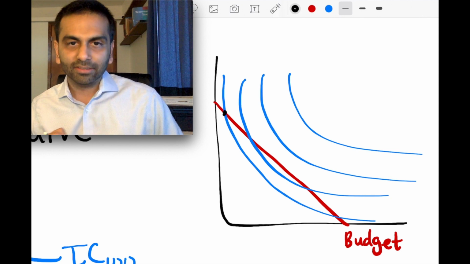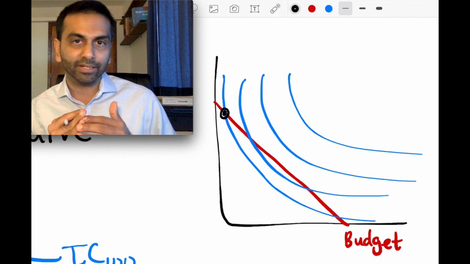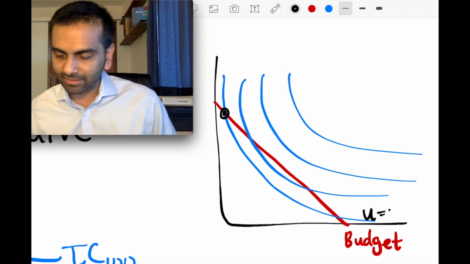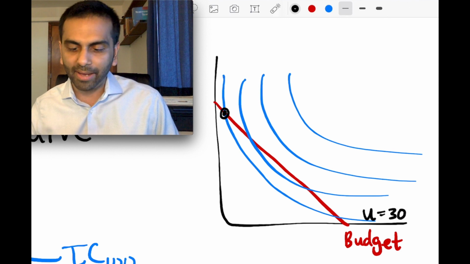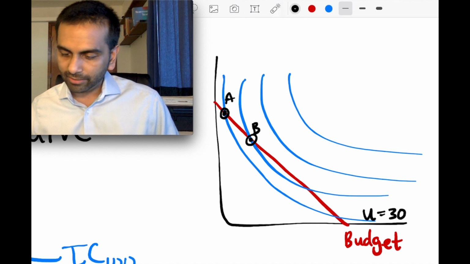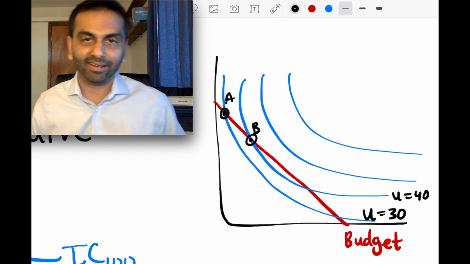So you could pick this point, for example, right? It's on the red line, meaning you're spending your full M dollars, and it's giving you utility. Let's say the utility there is 30. It's giving you 30 utils of happiness. All right, not bad. But this point over here, point B, is on utility equals 40 or something. So it gives you more utility, and you're still spending the exact same amount of money.